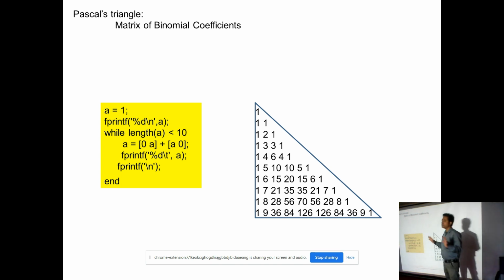Understood what binomial coefficients are? This is called Pascal's triangle, a matrix of binomial coefficients. That means NC0, NC1, NC2, and so on, whichever n is, that pattern will be printed. And if you understood very clearly, I have given one more clue: any number is the addition of the previous two numbers. That is one more clue in generating the logic.